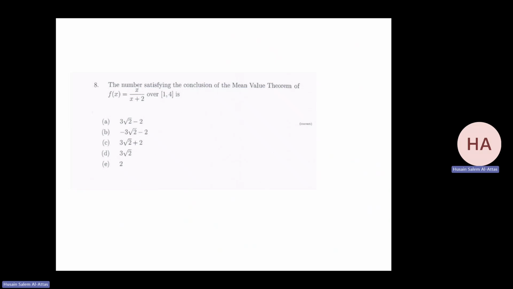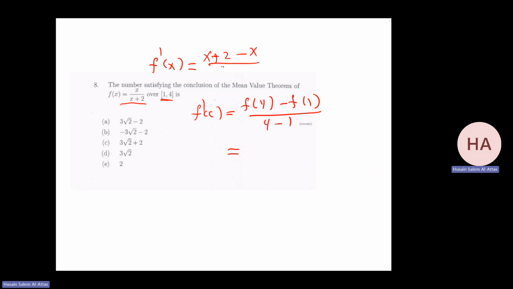So this is okay. So I'll take that. Yeah, I'm doing more problems. The same idea. The function is continuous only at minus 2. Minus 2 is not in this interval, so we can't deal with it. Let us do the calculation. So I have f prime at c will be f of 4 minus f of 1 over 4 minus 1. What is f prime at x? Derivative of this is 1 times x plus 2 minus x over x plus 2 squared. So it will be 2 over x plus 2 squared. Okay, so 2 over c plus 2 squared equals what? f of 4 is 4 over 6, which is 2 over 3.